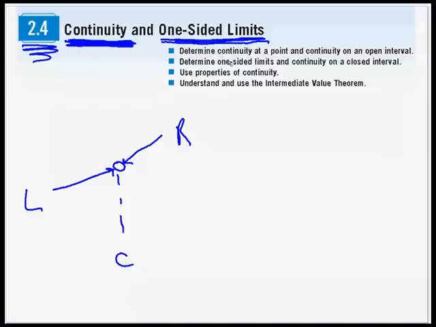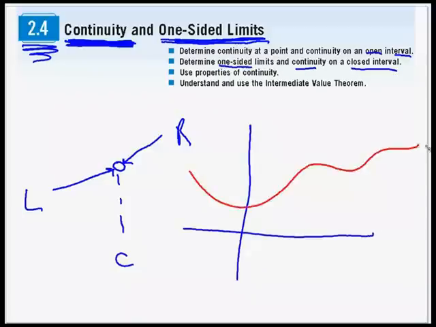And in this section we're going to determine continuity at a point and continuity over an open interval. And then we're going to look at these one-sided limits and continuity on a closed interval. On our x-axis, maybe we're not worried about what's going on across the whole function. We're only worried about maybe from this x value, we'll call it A, to this other x value, we'll call it B. We're going to have this closed interval, and we're just worried about what's going on over that closed interval. We'll use properties of continuity. Those are very similar to the properties of limits in general. And we will understand the intermediate value theorem, the IVT.